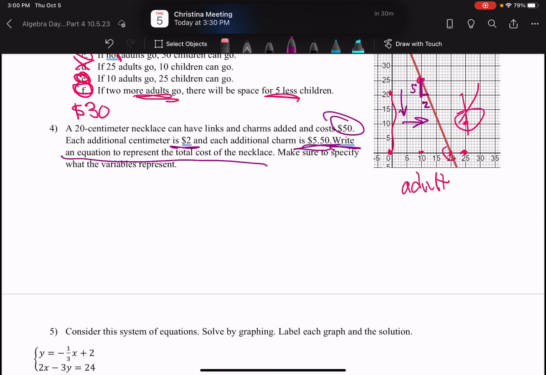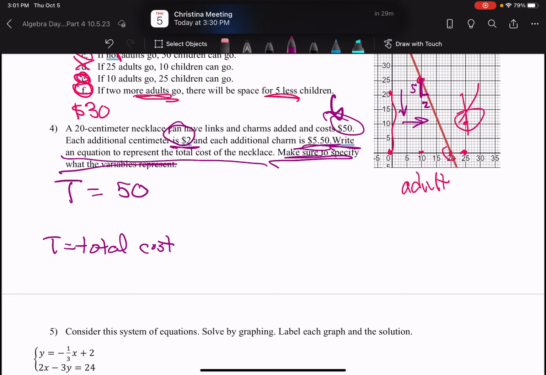So in looking at this, I don't know what the total cost is. So I'm going to use T. And I'm going to say down below, T equals total cost. Because notice it says make sure to specify what the variables represent. So you need to tell me what each variable stands for. So T equals total cost, and I don't know what that is, so I'm representing it with T. The initial cost of the necklace is $50. So I have $50. I know that's part of my cost. And then every time I add a centimeter, it's $2. So that's going to be plus 2C, because I'm going to multiply $2 times every centimeter that I add, right?